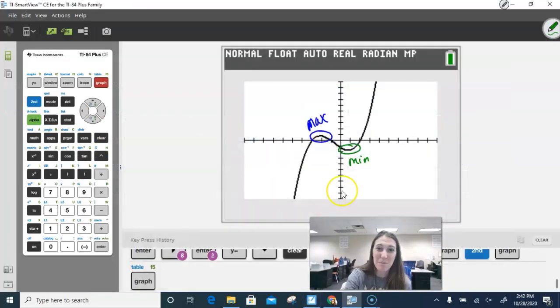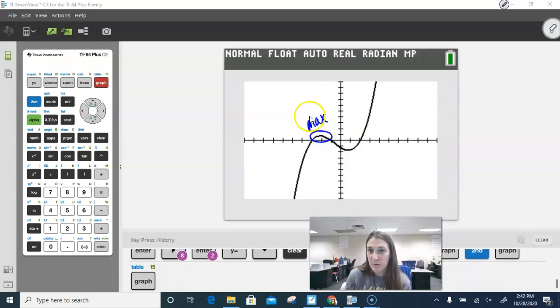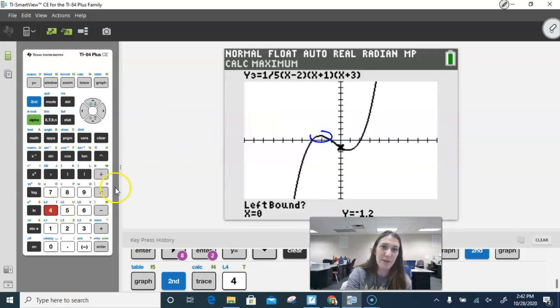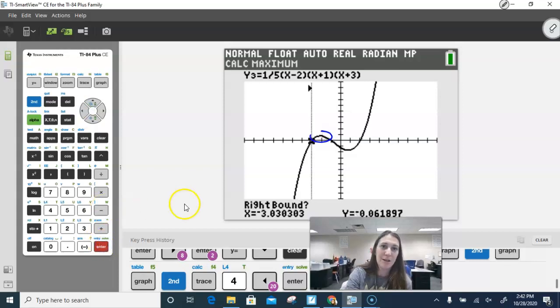I'm just going to go find the maximum first. So I'm going to use my calculator and my maximum finder. Second trace, choose number 4, the maximum finder. When it says left bound, you need to scooch so that you're to the left of that bump. Scooch, scooch, keep scooching. That's good enough. All right, enter. Now I need to scooch so I'm to the right of the bump. Scooch, scooch, good enough. All right, enter.